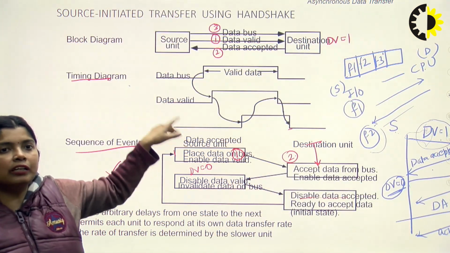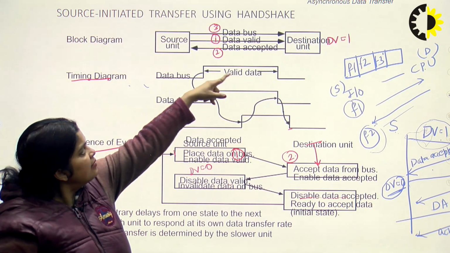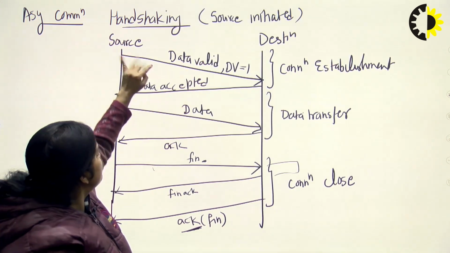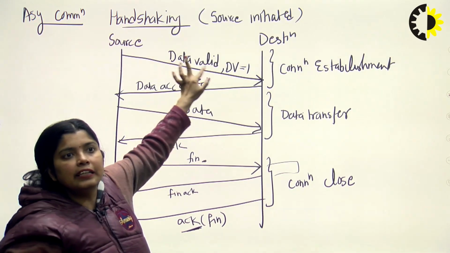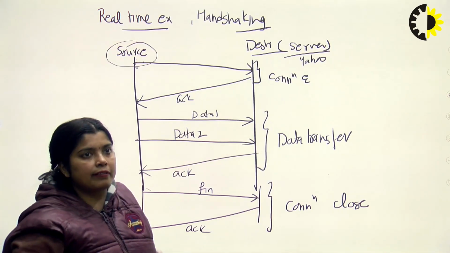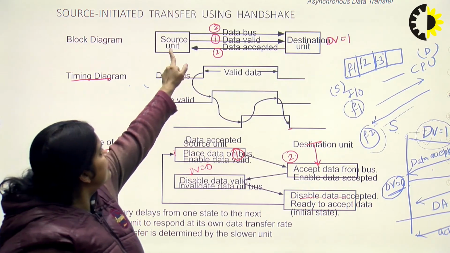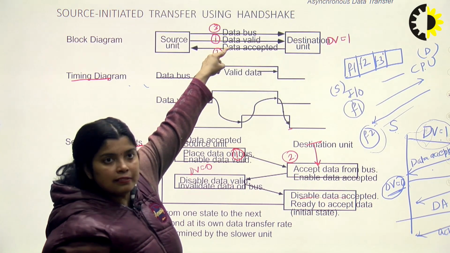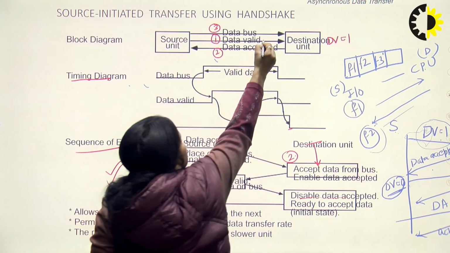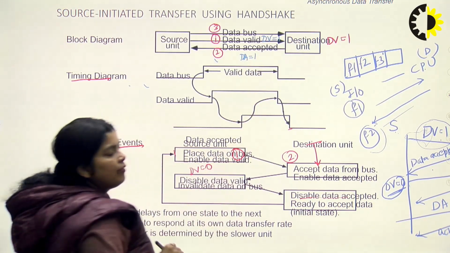With this particular diagram, you can see simply the block diagram, source and destination, and these lines, whatever we are seeing now. These lines are the data bus actually, and the data accepted line. Now this is the source and destination. The data bus, data valid means DV equal to 1, data accepted means DA. This data valid is DV equal to 1 and DA equal to 1, the valid data line.